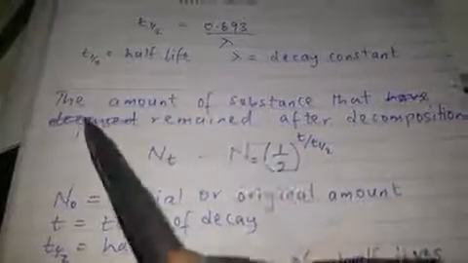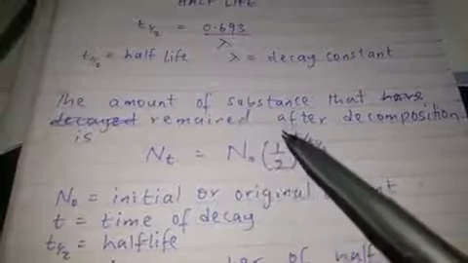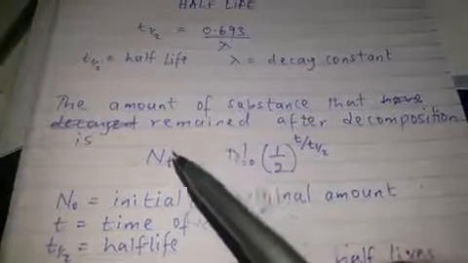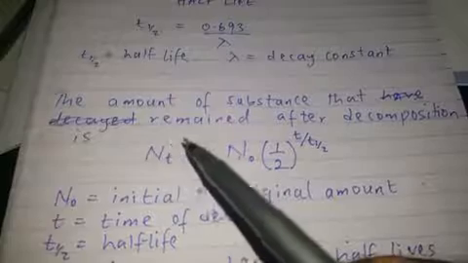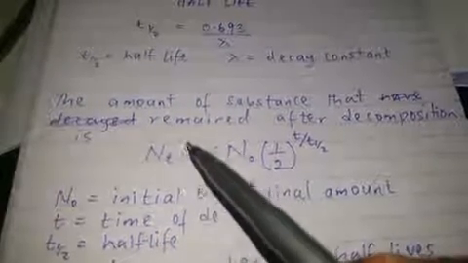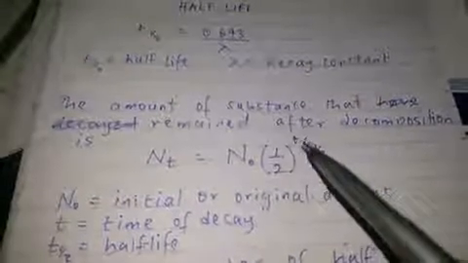Now, another formula here: the amount of substance that remains after decomposition. After a radioactive substance is decomposed, we can calculate the amount that remains. This amount can be number of atoms, it can be mass, it can be activity. It is equal to N naught into 1 over 2 raised to power T over T half.